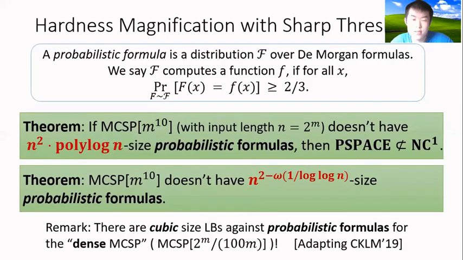We remark that there are cubic size lower bounds against probabilistic formulas for the dense version of MCSP, which has a much larger size parameter. But this cubic lower bound is not sufficient for hardness magnification, because so far we only know how to do magnification with the sparse version of MCSP.